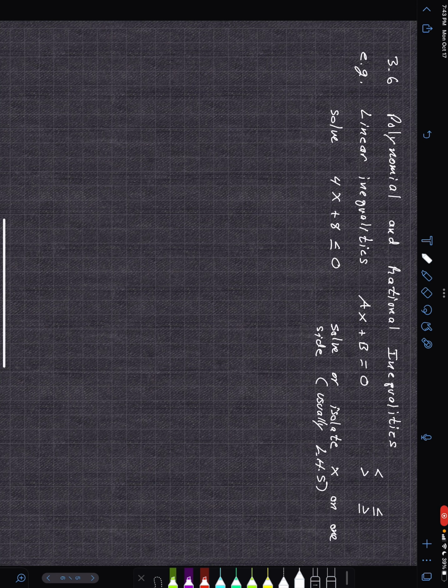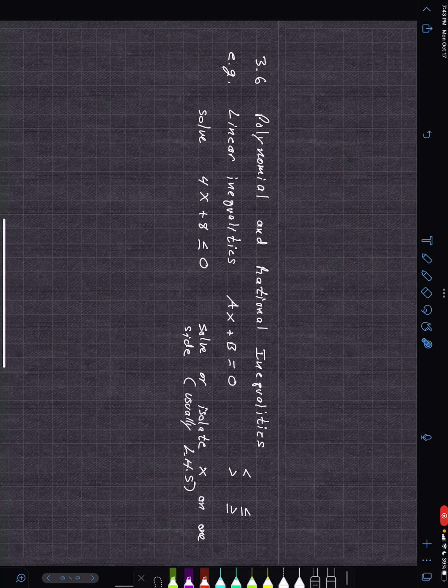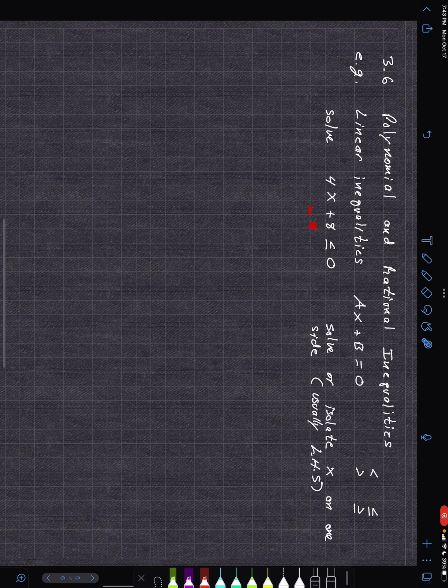So you subtract 8, divide by 4. Okay. So you get 4x less than or equal to negative 8. Divide by 4, x less than or equal to negative 2. And be careful on things, if this was negative and you divided, what would you have to do to the inequality? You'd have to flip it, or remember those sort of things.